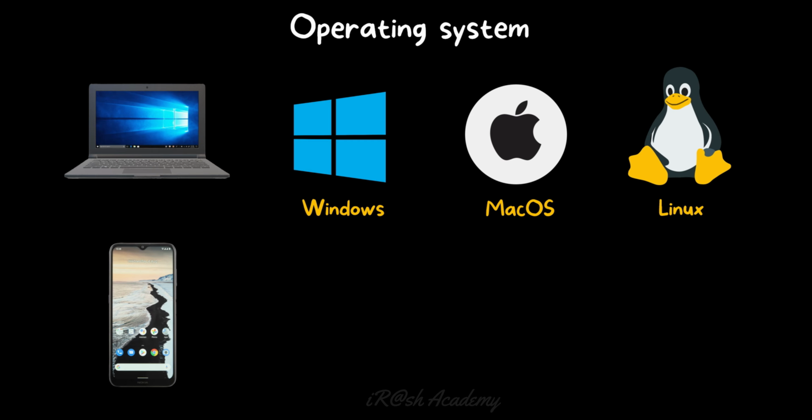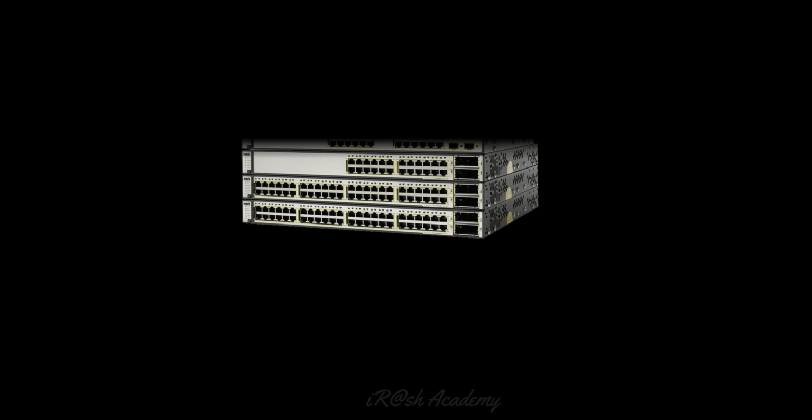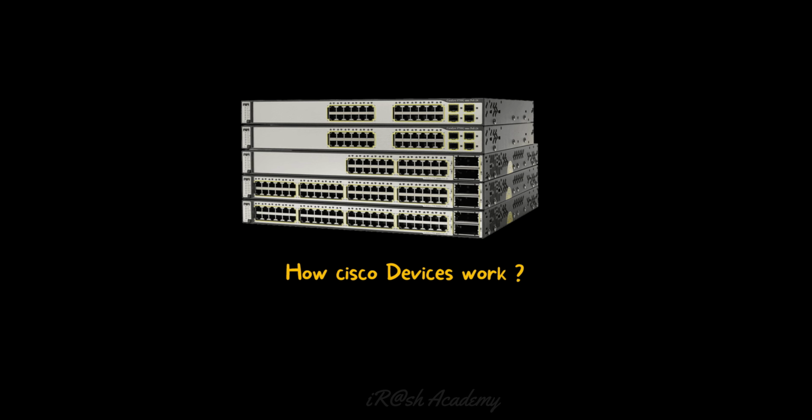Now let's consider your smartphone and what operating system is used by your smartphone. It may be an Android operating system, or iOS operating system if you are using an iPhone, or Windows mobile operating system if you are using a Windows phone. And still there are so many other operating systems as well. So now our point is, if you want to use the hardware, you need to have an operating system that supports that hardware. So in that case, how do the Cisco devices work?